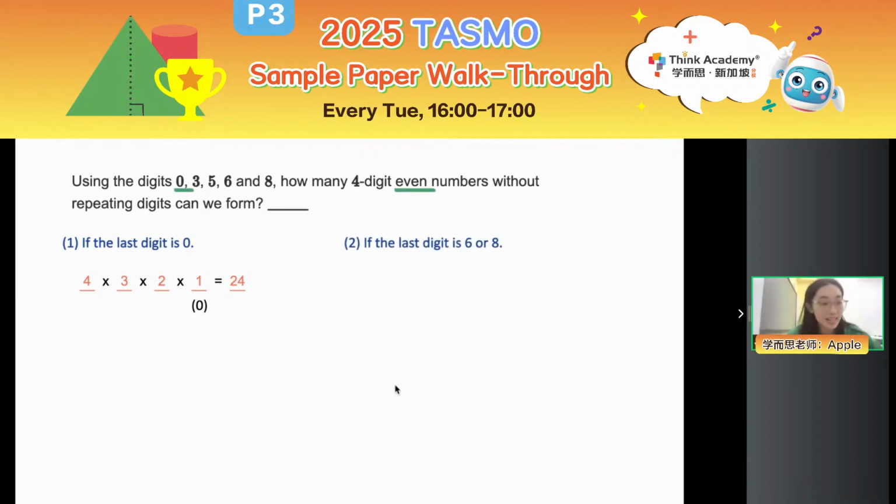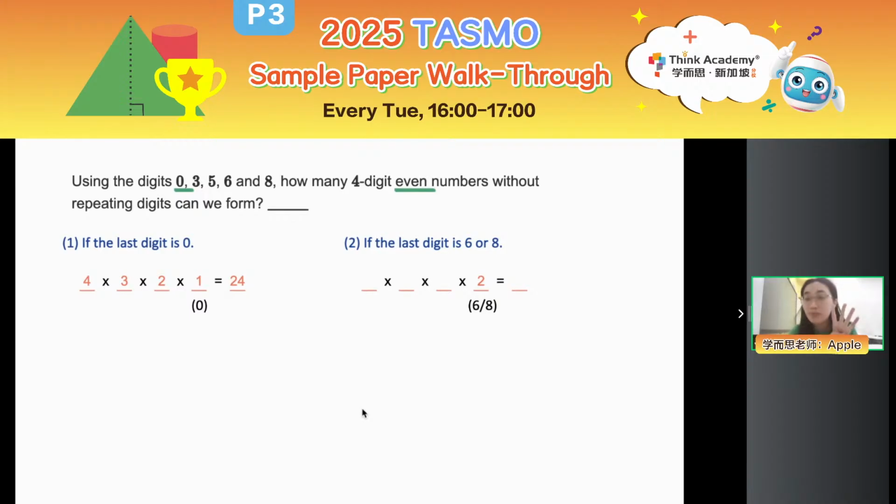For the second case, it is a bit different, as you can see. If the last digit is 6 or 8, now let's have a look. 6 or 8. We start from the most special place. So here we have 2 choices for the last digit. But what about the highest place? Think about it. Can we say that altogether there are 5 digits, I already used 1, so there are 4 choices for the highest place?